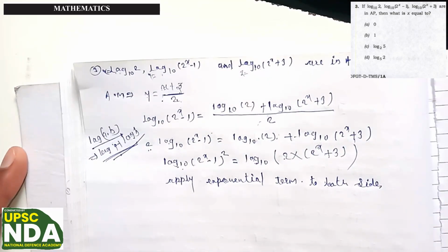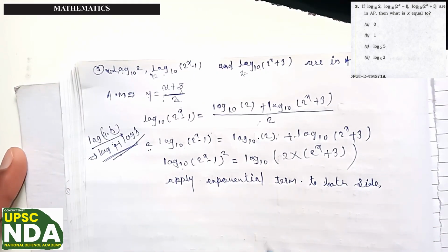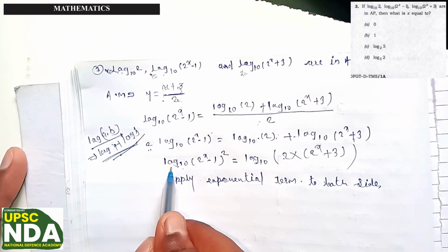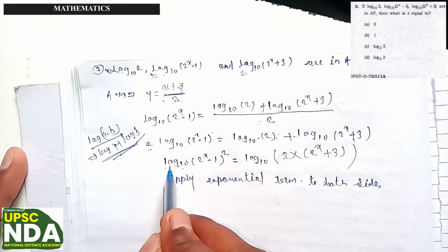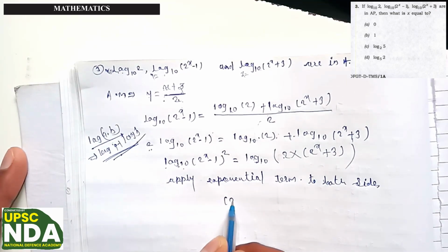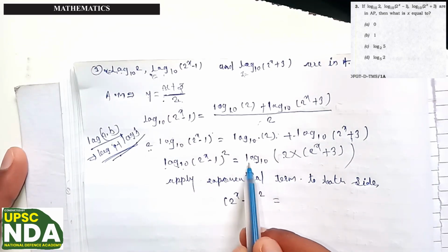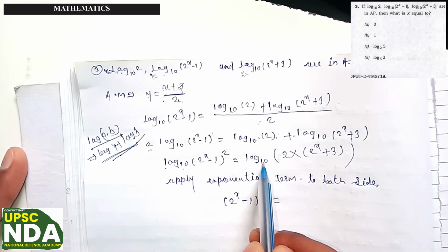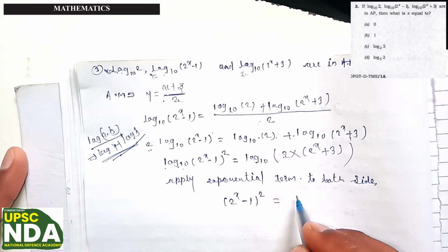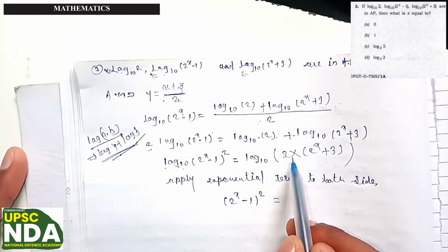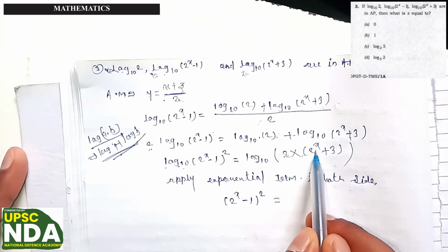So we have to apply the exponential term to both sides. So log and exponential will get cancelled. So e to the power log, e and log will get cancelled. Under the bracket we remain with (2^x minus 1) whole square. Again the exponential term and log to the base 10 will get cancelled, so under the bracket we are left with 2 multiplied by 2 raised to x plus 3.